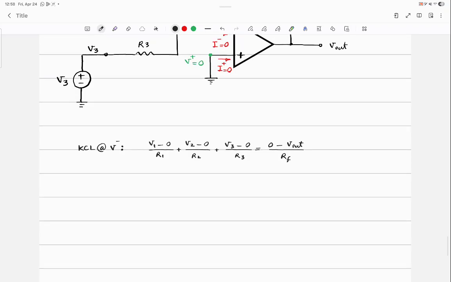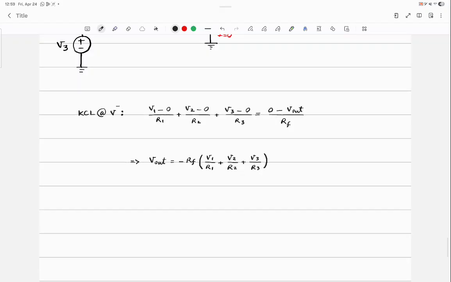Okay? Now, let's say that V out is equal to negative RF multiplied by (V1 over R1 plus V2 over R2 plus V3 over R3), right? Yes. Okay, that's the end of my ability to write an equation for this example.